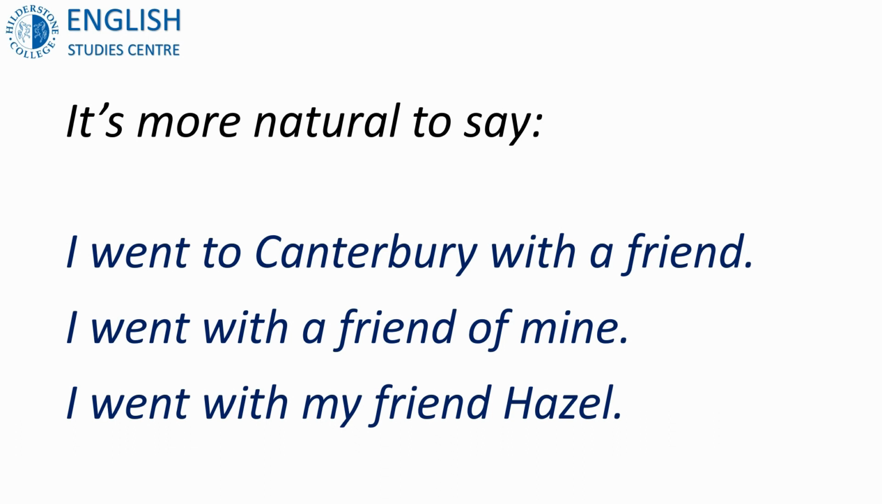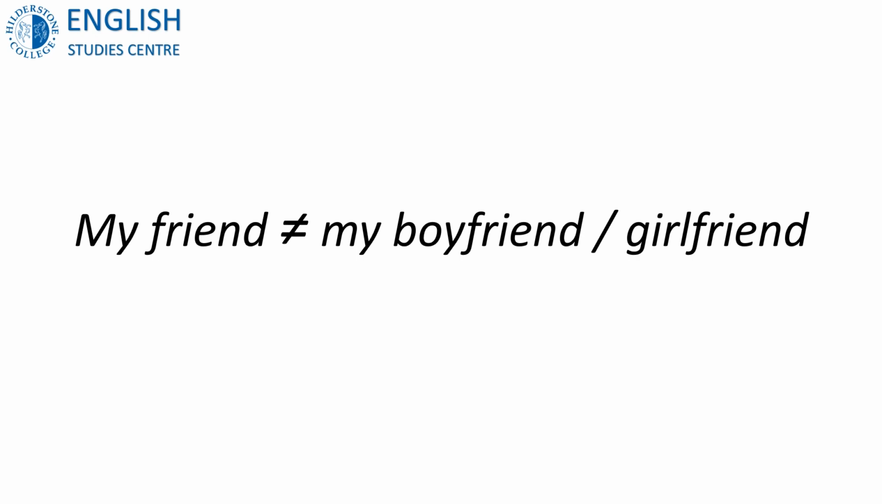Very possibly, I might say, I went with my friend Hazel and use the friend's name. But that's actually not very likely. So let's have a look at some of the differences between these sentences. Now, first of all, let's make it clearer where the confusion can be. In some languages, you use a phrase which means my friend to talk about your girlfriend or boyfriend. But in English, we would actually use the words girlfriend or boyfriend or any of the synonyms like partner, if that was the person that we went to Canterbury with.